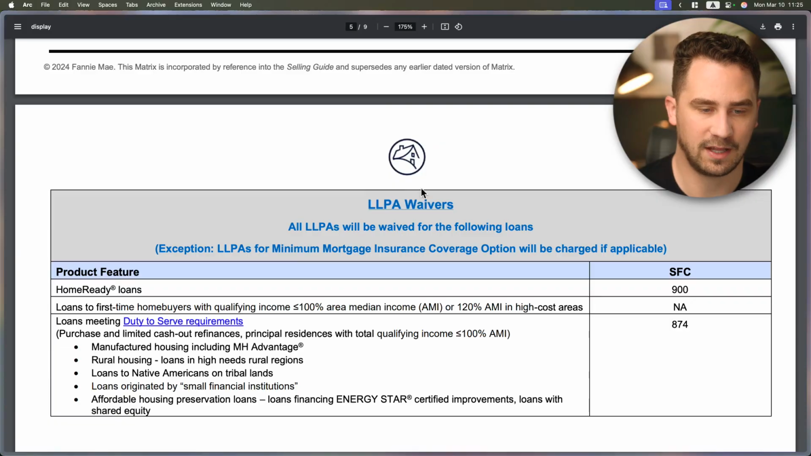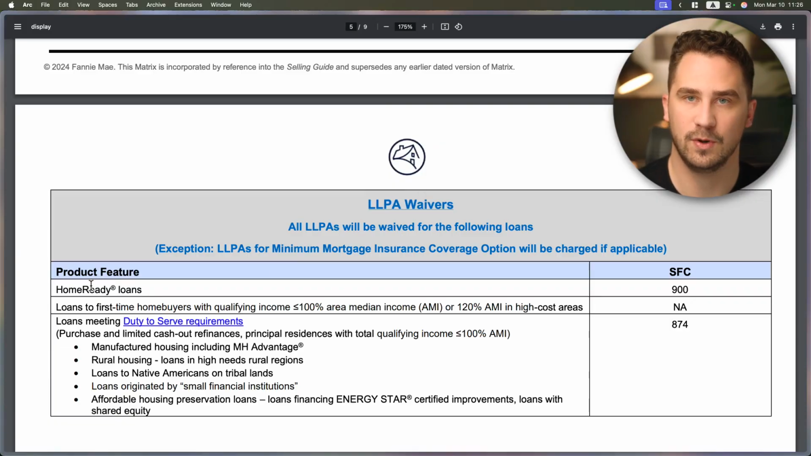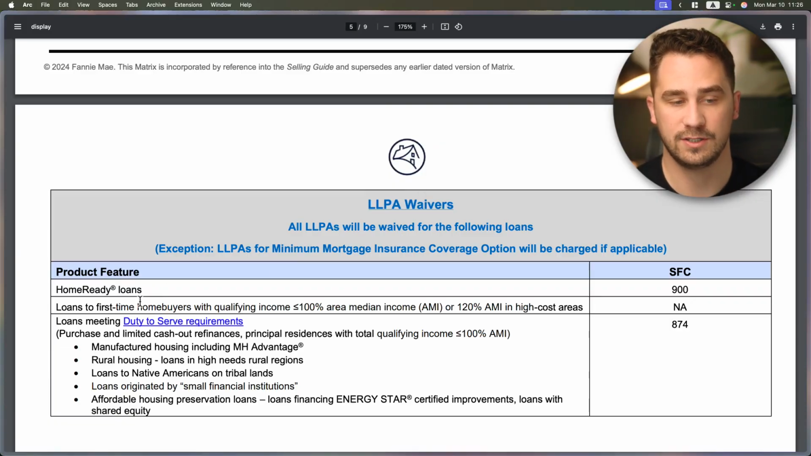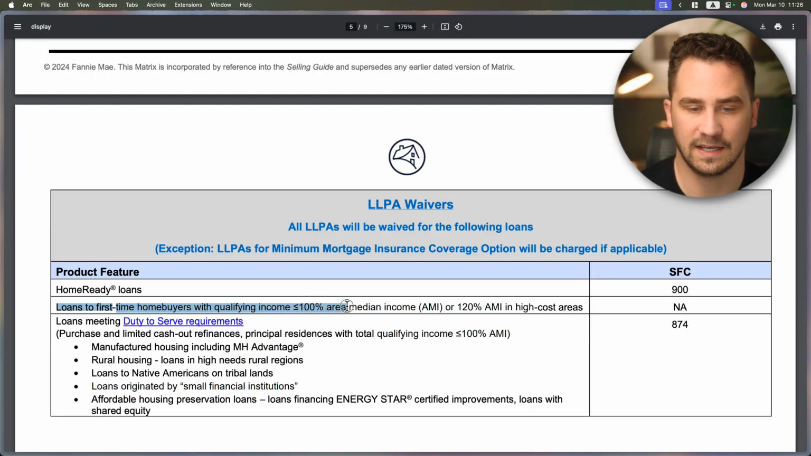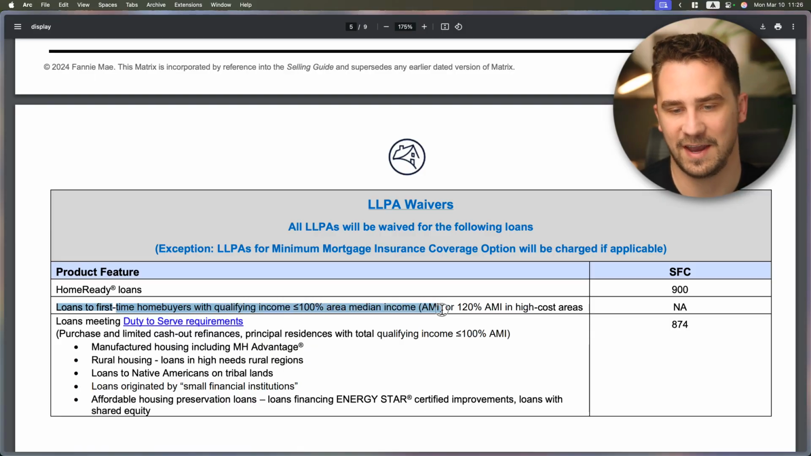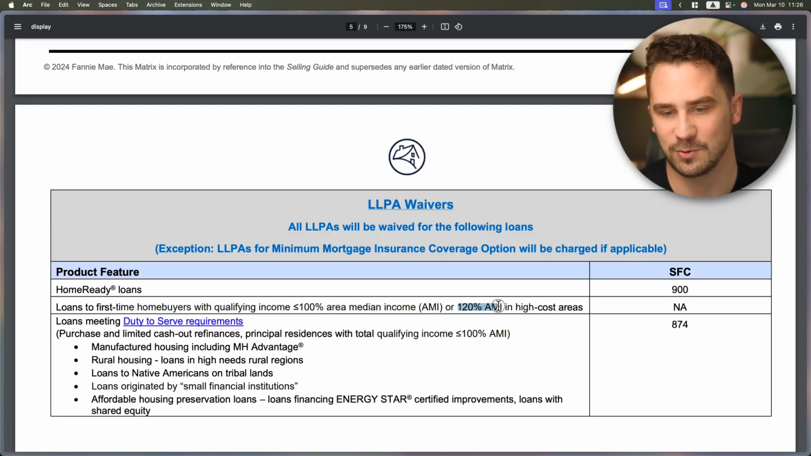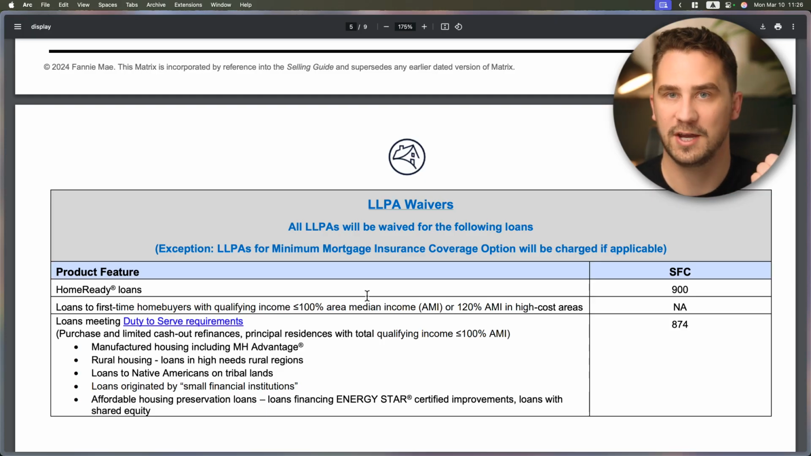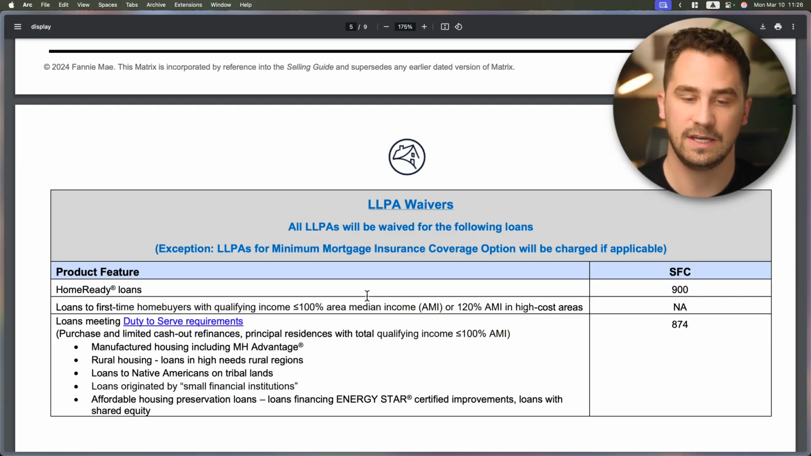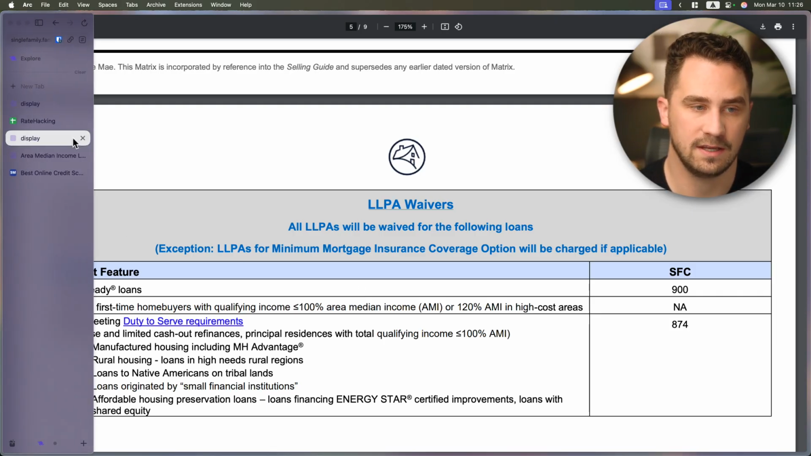So who does this apply to? The main ones, most people are going to fall under one of these two categories: HomeReady, which I'll explain here in a second, and first-time home buyers with qualifying income less than or equal to 100% of the area median income, or 120% in high-cost areas. So this is what this means. If you're a first-time home buyer, all right, check one, you got that. Now you need qualifying income less than or equal to 100% of the area median income.